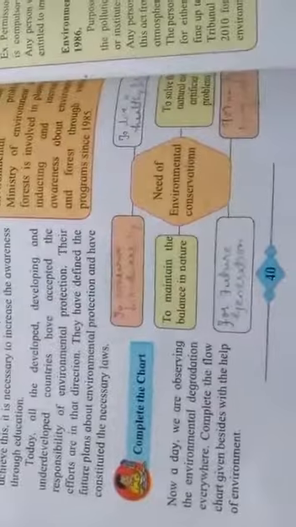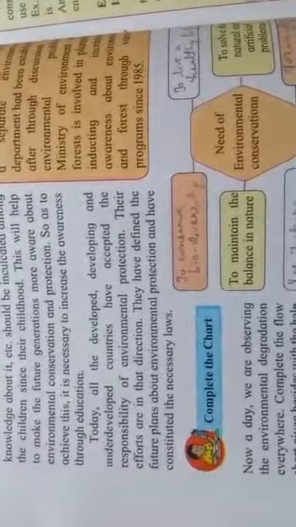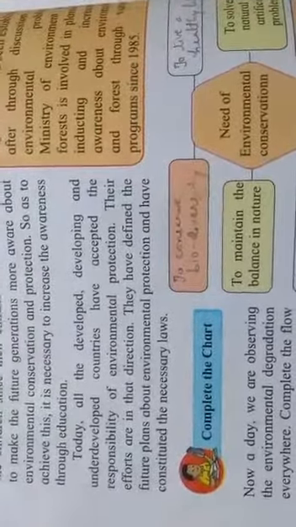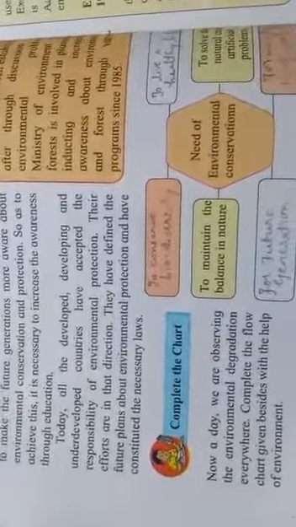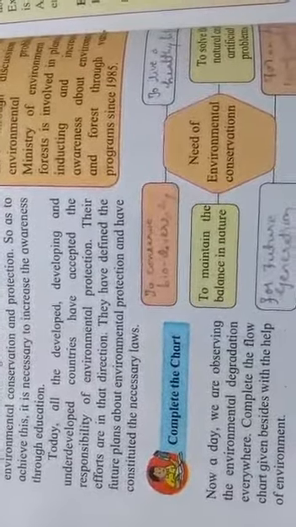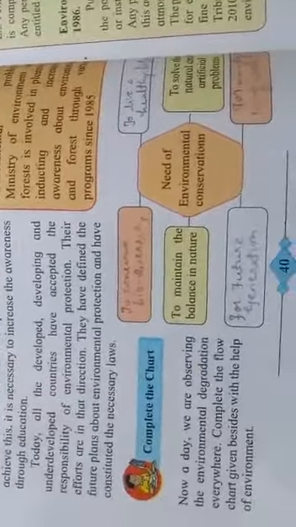So why is there a need for environmental conservation? Because we have to conserve the biodiversity. Until and unless we conserve the biodiversity, we cannot protect the entire food chain. The food chain cannot be maintained, and once the food chain is disturbed, then the entire life cycle can also be disturbed. That is why it is very essential to conserve the biodiversity. Then we have to maintain the balance in nature.